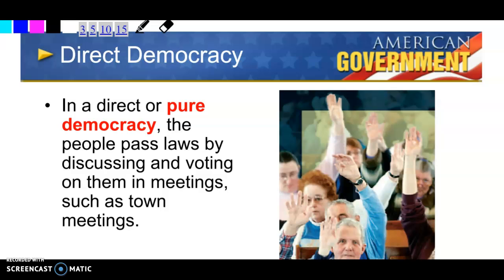So your first subheading will be direct democracy. That's going to be the first type of government we're talking about. So in a direct, or it can be called a pure democracy, the people pass laws by discussing and voting on them. Okay? So in a direct democracy, the people pass the laws by discussing and voting on them.